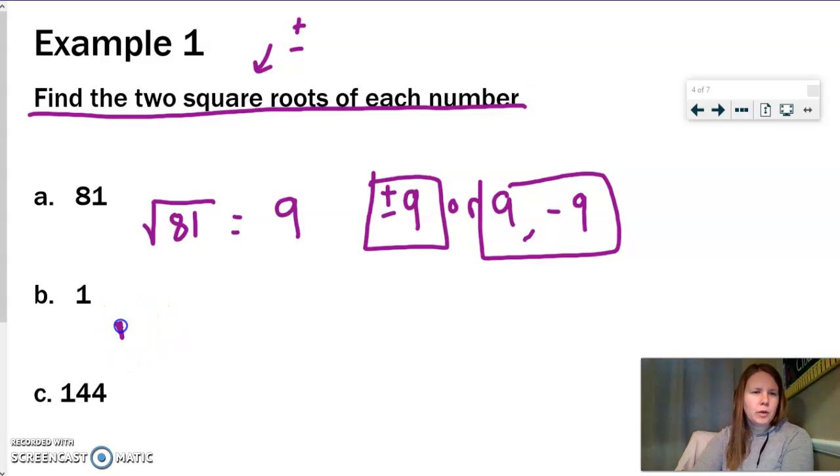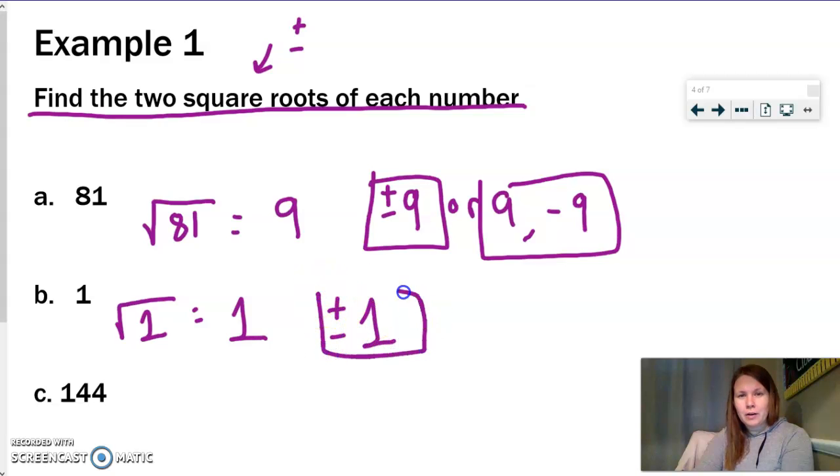B, I have the square root of 1. Now remember, they said to find the square root, they just didn't put that symbol in. Well, what number times itself, one more time, would be 1? Well, 1 times 1 is 1. So in this case, the square root of 1 is 1. And again, I want the positive and the negative, so I'd write it as positive negative 1, or again, you can write it as 1, negative 1.